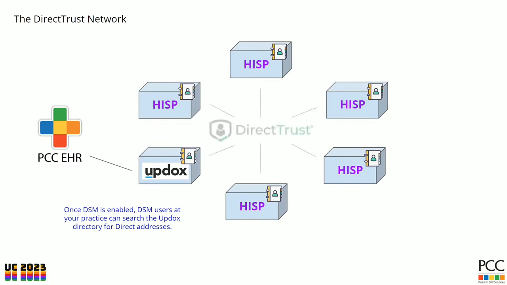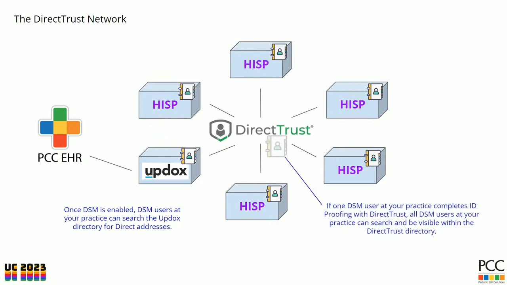All the HISPs together, the ones that are accredited anyway, form the Direct Trust network. If one of the DSM users at your practice goes through identity proofing with Direct Trust, all the DSM users at your practice get access and can search and be visible in the Direct Trust directory, which is bigger than just the UpDocs one. That being said, finding direct addresses is challenging and can be an obstacle. And there are a few reasons for that. One is there isn't a standard for a DSM directory, so the HISPs can do it a little bit differently.